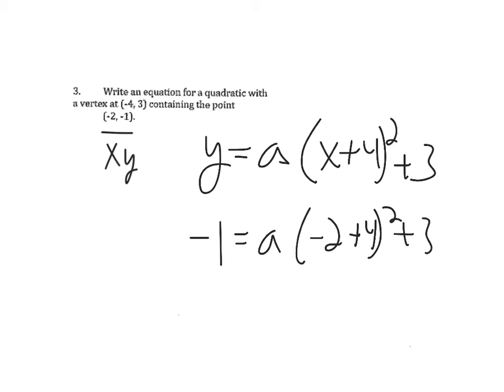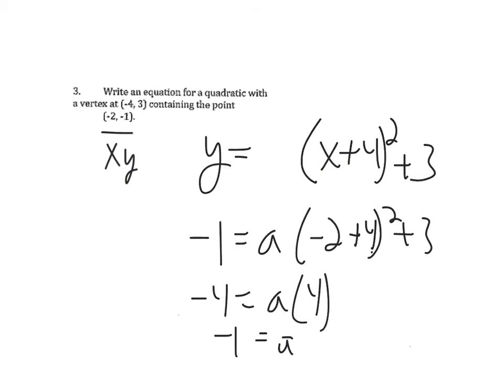Subtract 3, so -4 equals a times, and -2 plus 4 is 2. Square it, we get 4. So won't a equal -1? So this parabola opens down and it's got a stretch factor. So we're just going to change this a to be -1. I could just stick a negative in front of it. I don't even need to do the -1.